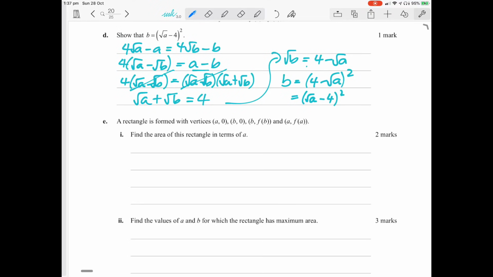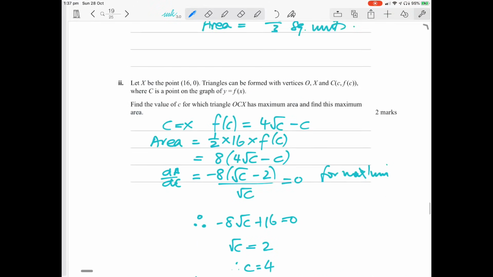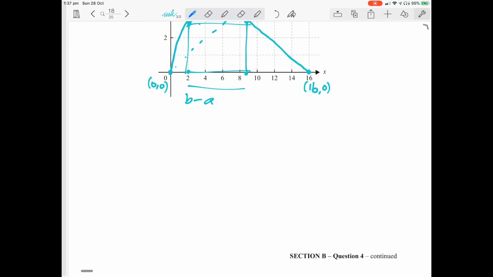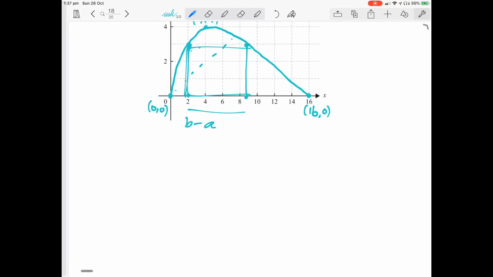A rectangle is formed with vertices O, A, B, and the points A, f of B and B, f of B. Find the area of this rectangle in terms of A. So that's going to be B minus A for the base, and the height is just going to be f of B or f of A. They're both going to be the same.